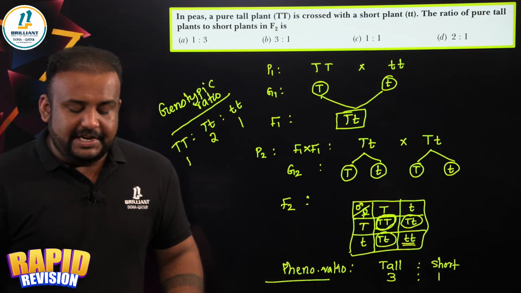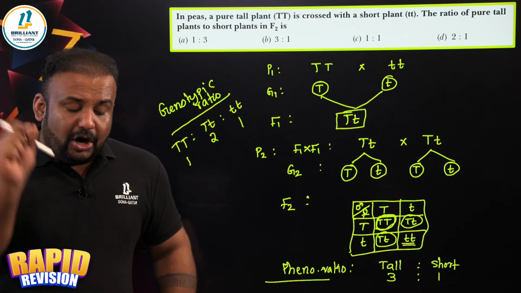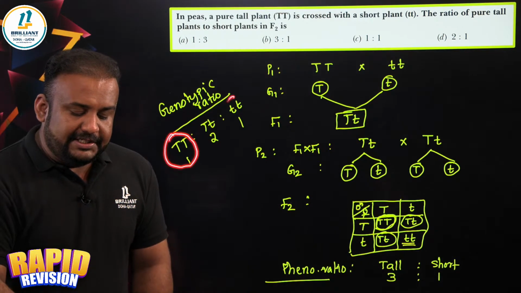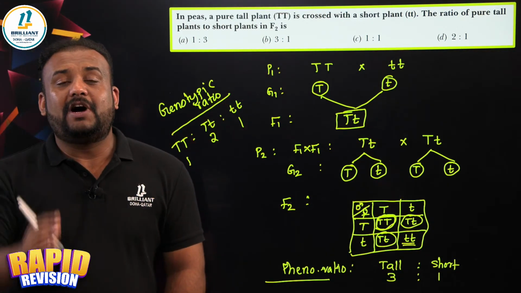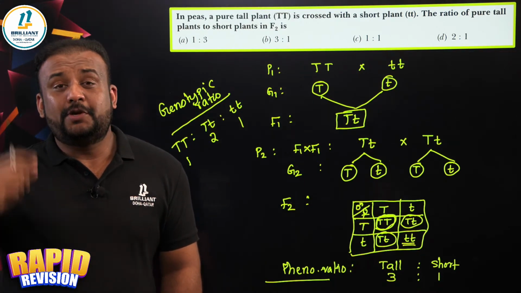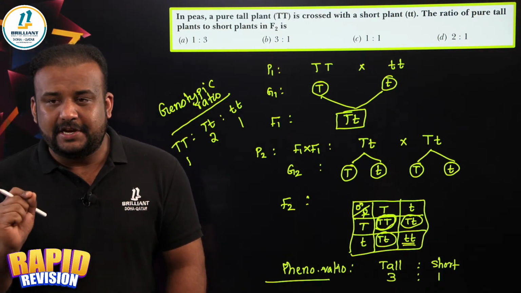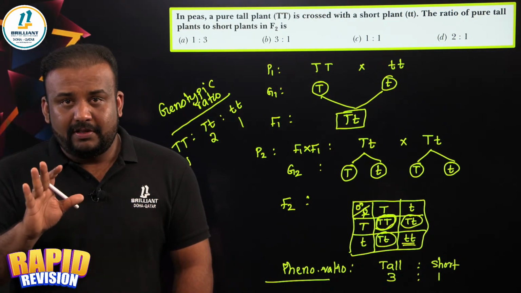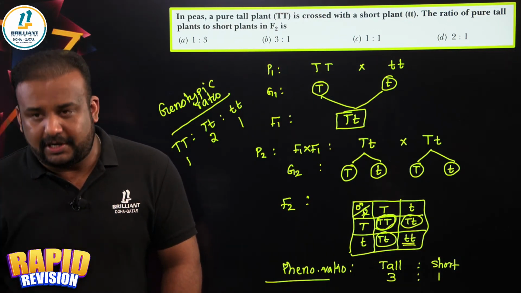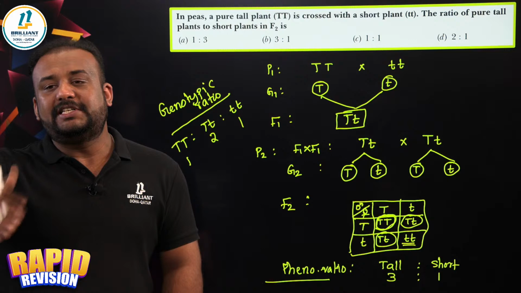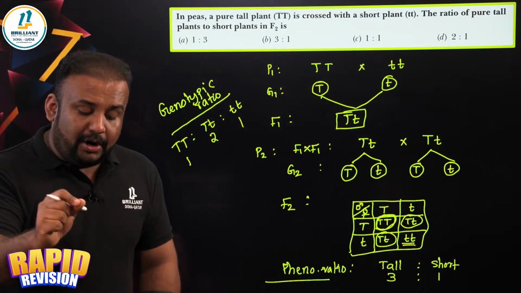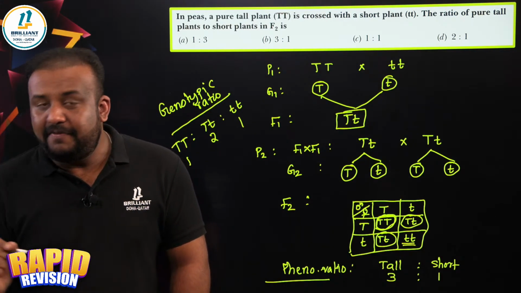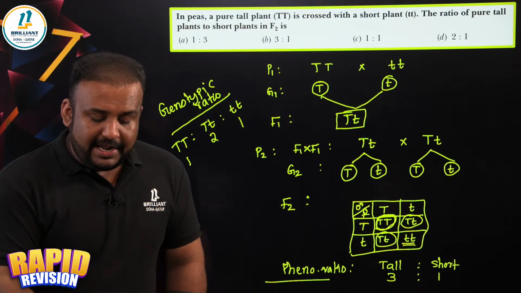Now tell me, in this question they asked, what is the ratio of pure tall plants to short plants? This is pure tall, this is short. What is the ratio? It is 1:1. So you should be very vigilant when you read the question. I'm not sure, some of you have already said 3:1 ratio. That is wrong. 3:1 is the ratio of tall to short. They didn't ask you how much is tall to short. They asked pure tall to short plants. Am I clear to everyone? So the ratio is 1:1.